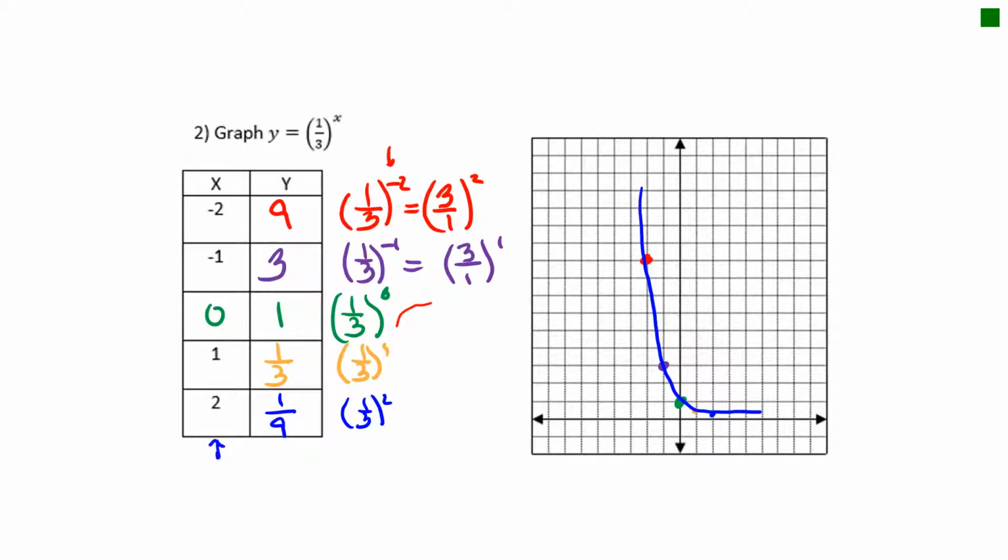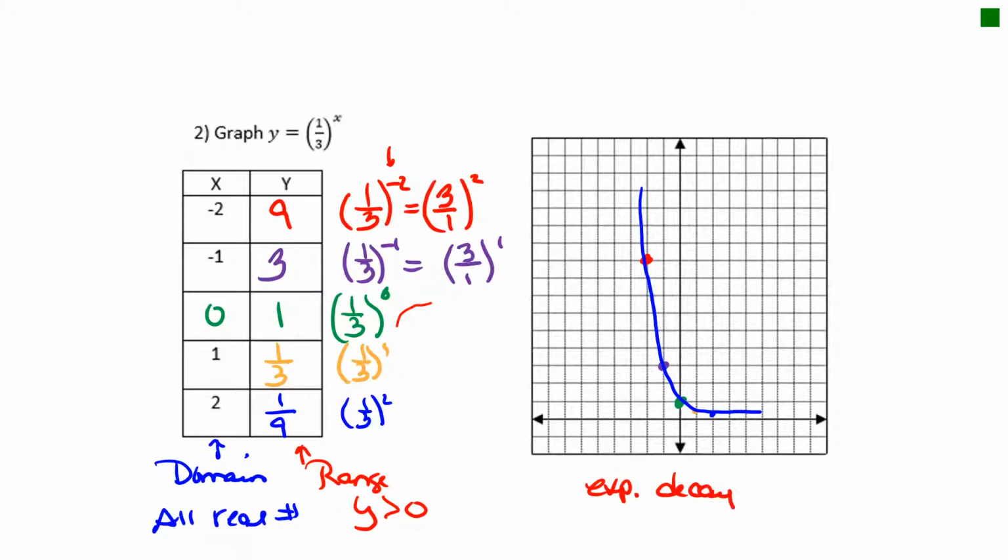So again, my domain can be all real numbers. Every x in the world will work. I'll always have an x value. My range, my y values, if you look at it, are all the y's greater than 0. This is called an exponential decay, and it's a decay because that base is between 0 and 1. In other words, it's a proper fraction, okay?